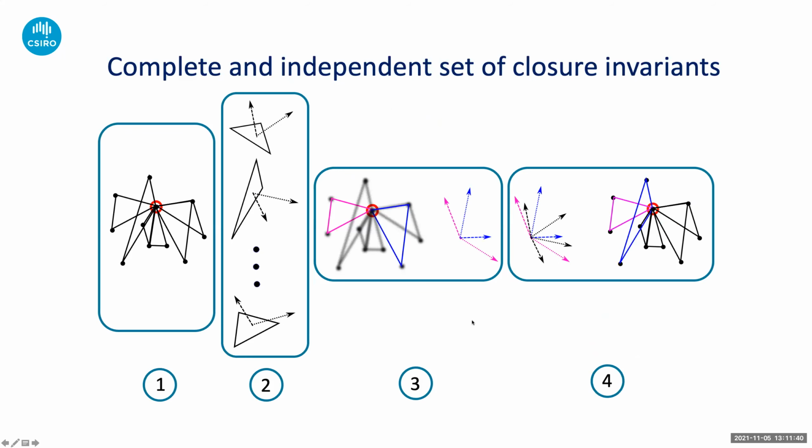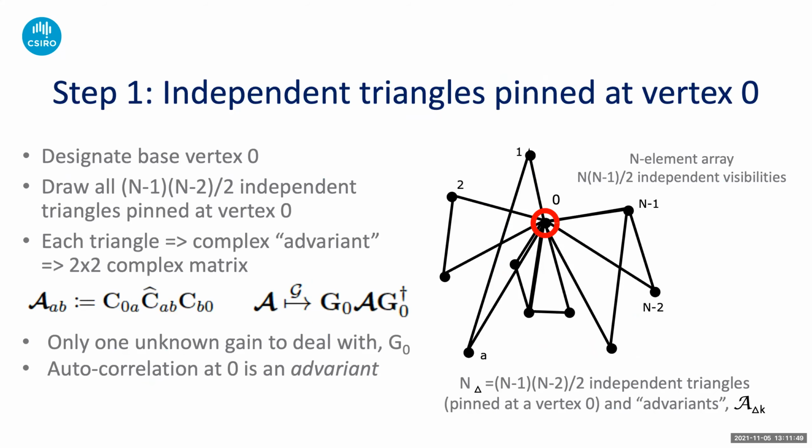So I would describe 4 effective steps to go about figuring out our complete and independent set. The first step is to decide on our most preferred antenna, call it, say, ALMA or something like that, with the most preferred properties, and call it our base vertex, 0. And then we find all the independent triangles that contain this base vertex. They're all pinned at this. This is a standard process that we do for figuring out our closure phases, for example.